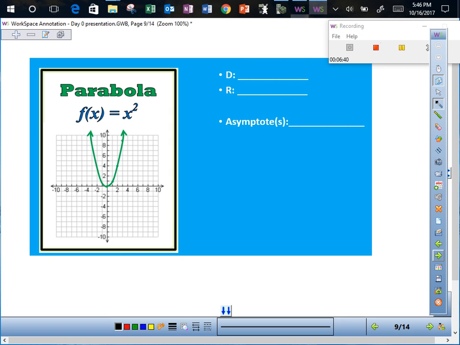The parabola we did last chapter, chapter 2. We talked about it being a quadratic. Remember its domain, negative infinity to infinity. Its range is bracket 0 to infinity, because I can include 0. Asymptotes, there's none.